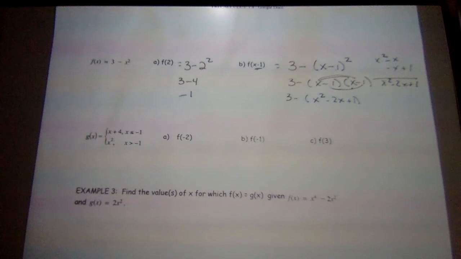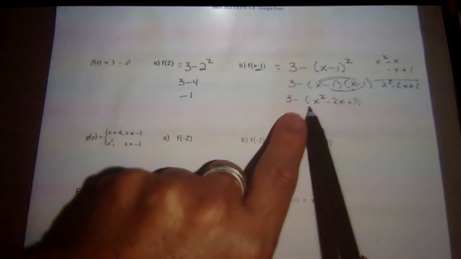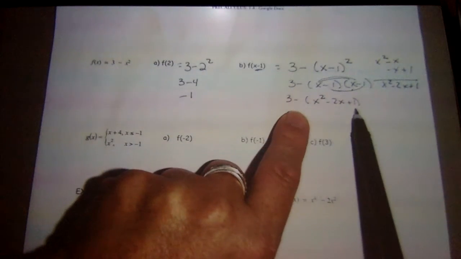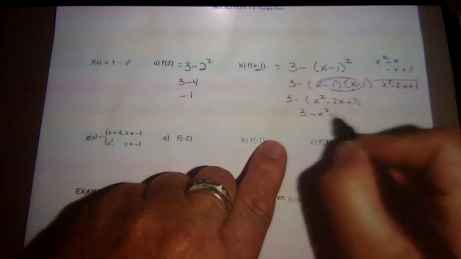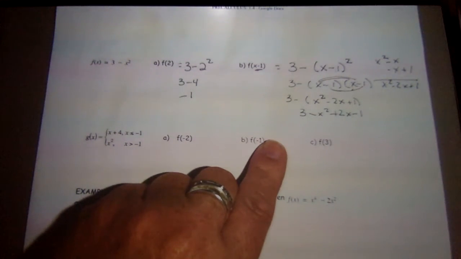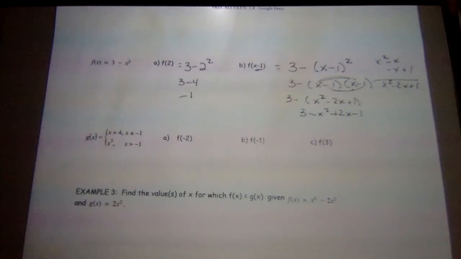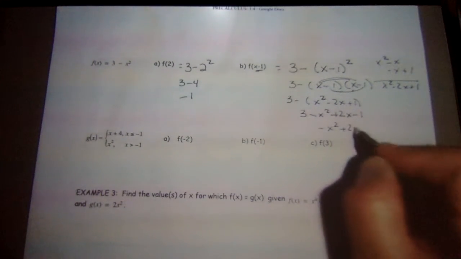But what you do need to make sure of is, since that's a minus sign, you're subtracting the whole thing. So it's 3 minus x squared plus 2x minus 1. It's not just the x squared, so make sure when you see minus, you put parentheses there. And so I've got negative x squared plus 2x plus 2.